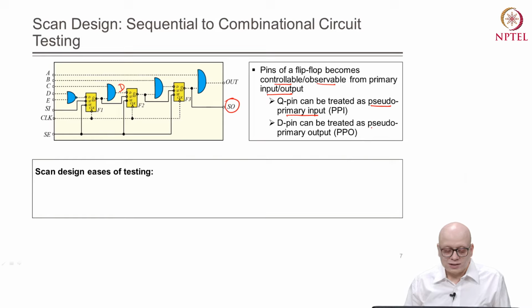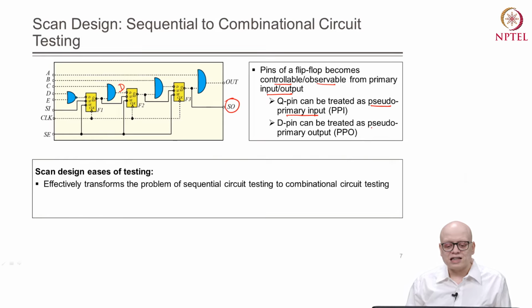So, how does this scan cell design ease the testing? It effectively transforms the problem of sequential circuit testing into combinational circuit testing. After we have done scan cell insertion, we can assume that whatever value we want, we will get at the Q pin, because those are pseudo primary inputs, and whatever value is at the D pin of the scan cell, we can easily observe at the output.